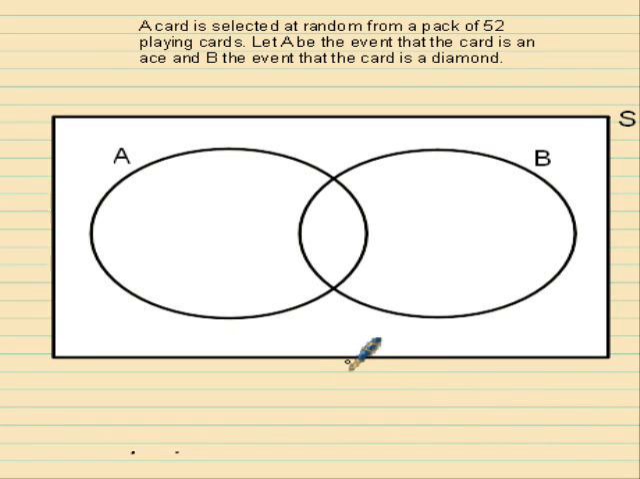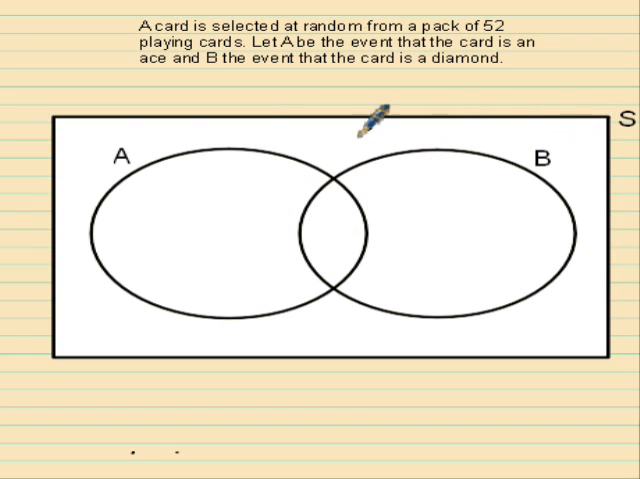We're going to look at an example of how we use Venn diagrams to help us solve some problems in probability. We've got a scenario here. A card is selected at random from a pack of 52 playing cards. A is the event that the card is an ace, and B is the event that the card is a diamond.